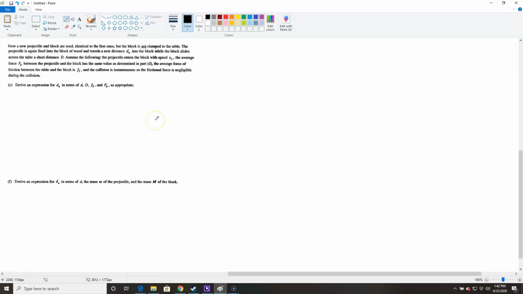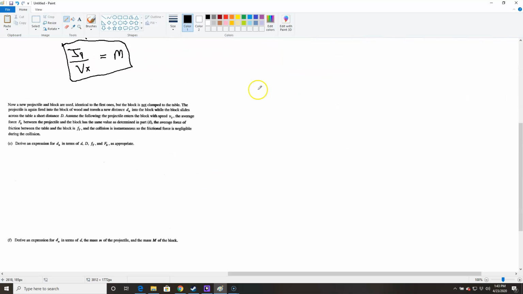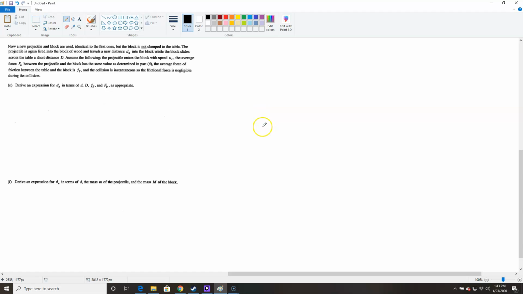Okay, so the first thing is, to remind you, dn is the distance the projectile travels into the block before it comes to a stop, as opposed to little d without the subscript, which was the distance it traveled into the block under the first given scenario.